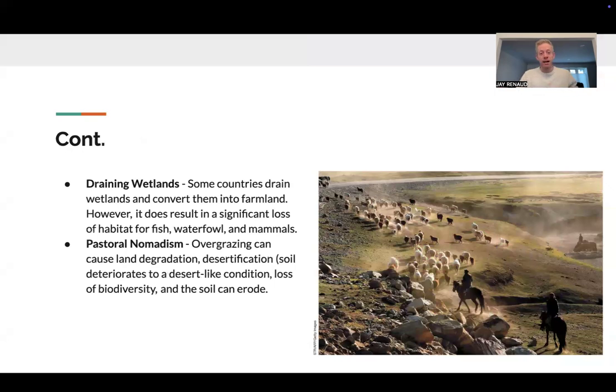Draining of wetlands obviously would be a negative. This would be a negative consequence of agriculture. This is going to lead to a loss of biodiversity. Pastoral nomadism, if the animals overgraze, this can lead to desertification, where we see more desert-like conditions because the soil will begin to erode.